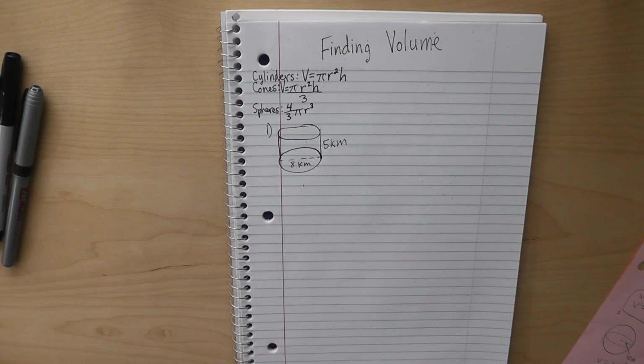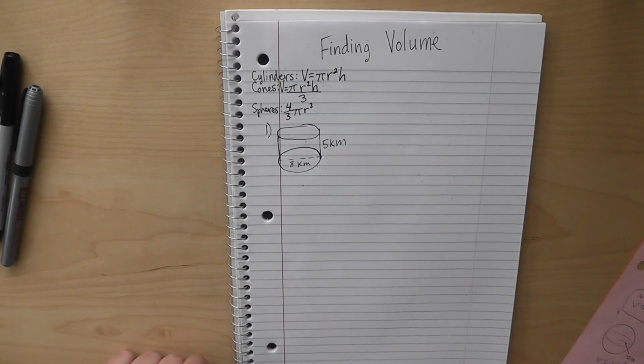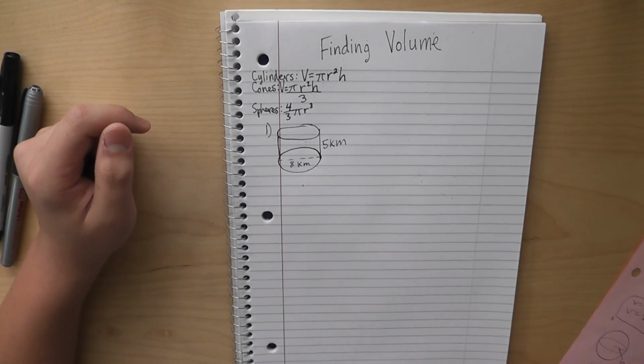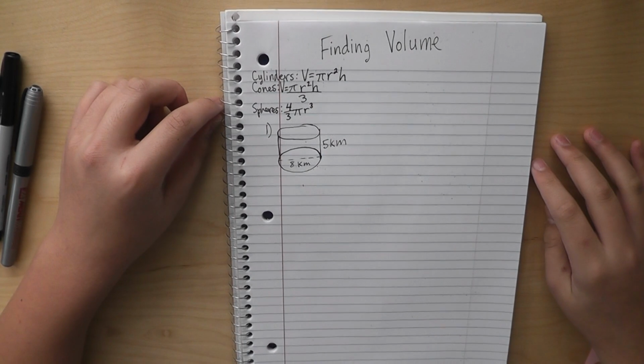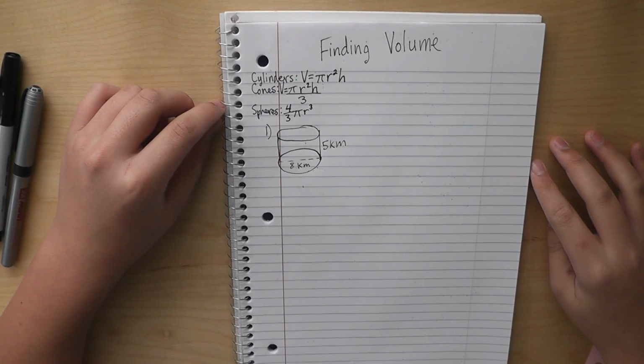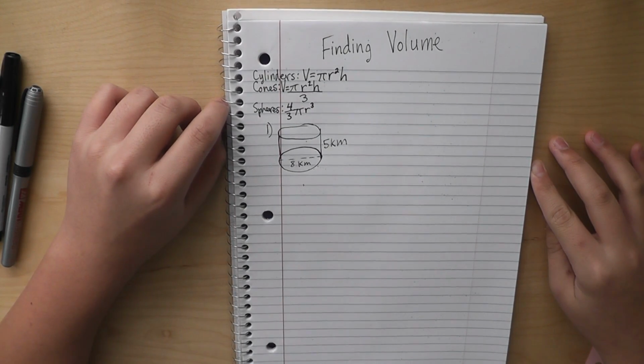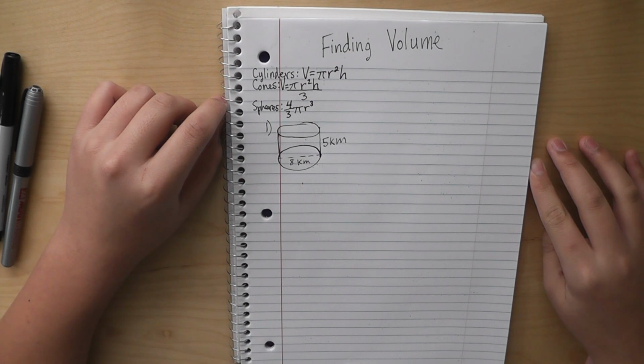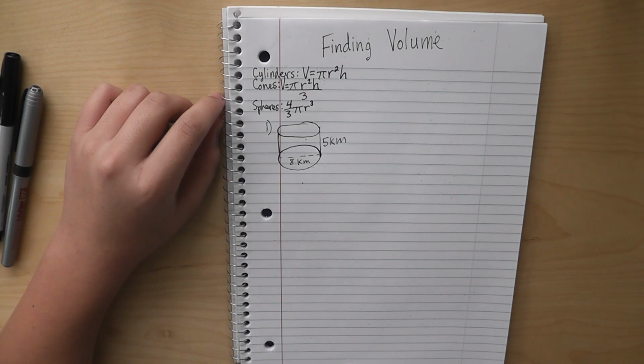Today I'm gonna show y'all how to find the volume of cylinders, spheres, and cones. As you can see, I've written the formulas to find cylinders, which is in example 1. The volume is pi, which is normally used as 3.14, times radius squared times height.